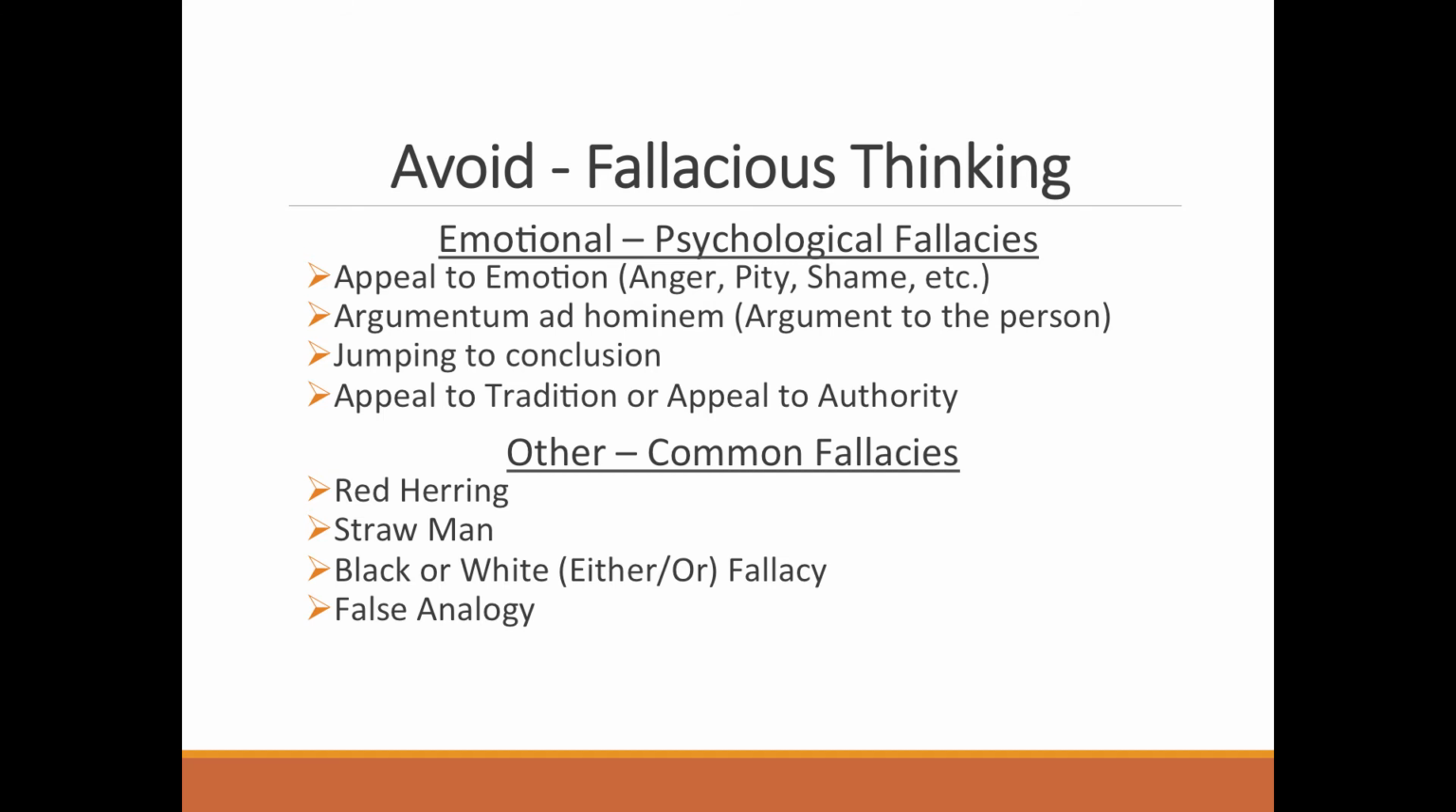I think this might be a little easier to detect: the black or white, either-or fallacy. Either they're good or they're bad. Either they're evil or good. And then there's also the false analogy, so using an incorrect analogy or simile to explain something. This is kind of cliche, but it's the cliche that helps you understand the concept of false analogy, and that is comparing apples to oranges.